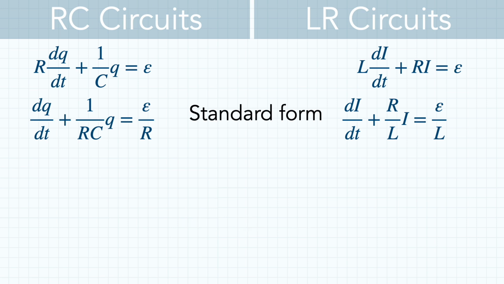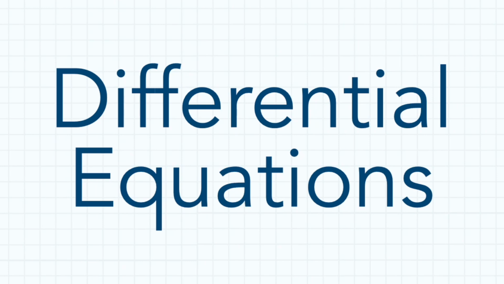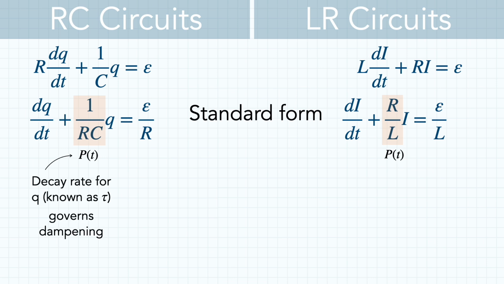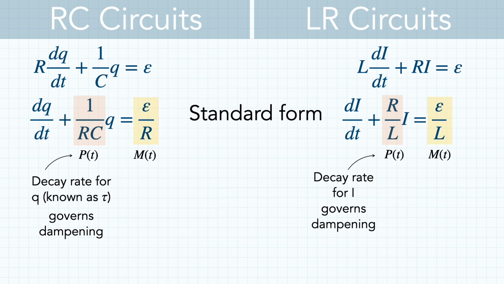So as you can see right here, we have dq/dt plus 1 over RC times q equals epsilon over R, and on the other side we have di/dt plus R over L times i equals epsilon over L. Let's call the coefficient or the functions associated with our y function p of t, and on the other side it equals m of t.